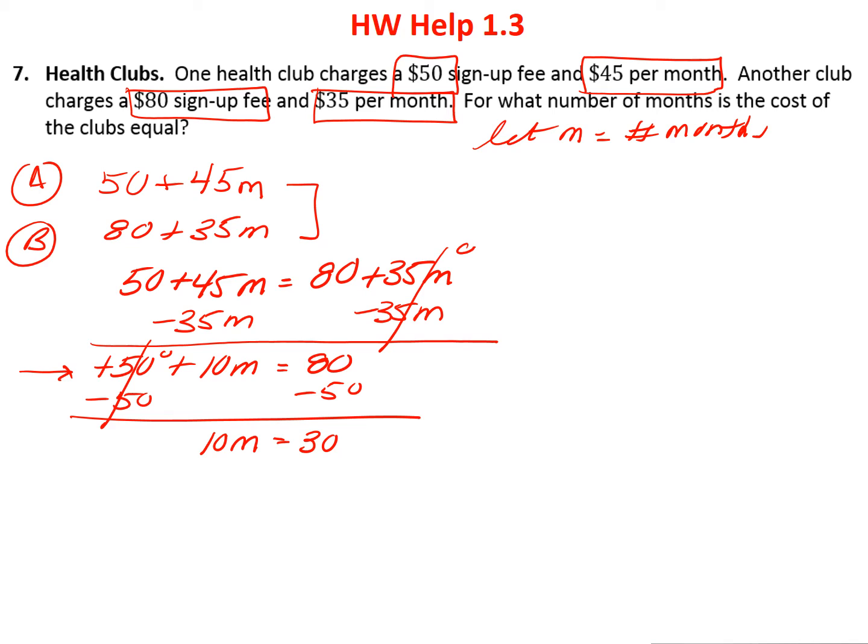And now undo 10 times m by dividing by 10. The multiplication property of equality. And I get m equals 3. So when you go 3 months, it doesn't matter which one you sign up for first. And before that, if you go 1 or 2 months, one health club is cheaper, and then after that, the other health club is cheaper. But at 3 months, they'll be equal, and that's our answer: 3 months.